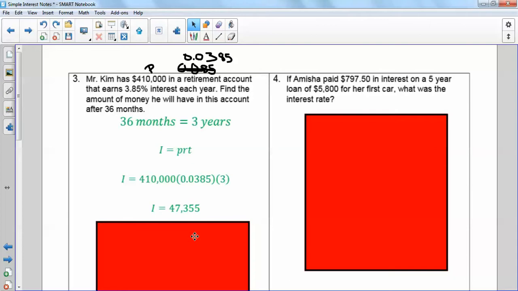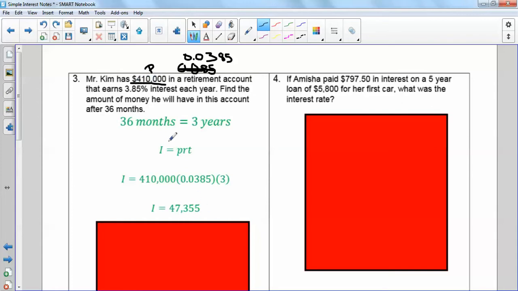Find the amount of money he will have in his account. Okay, if he put this amount in his account and he's earning interest, sometimes interest is a good thing, right? In this case, he's gaining money on his retirement account. It's not something he has to pay back to the bank. He's actually getting that money. But this is not the final amount.